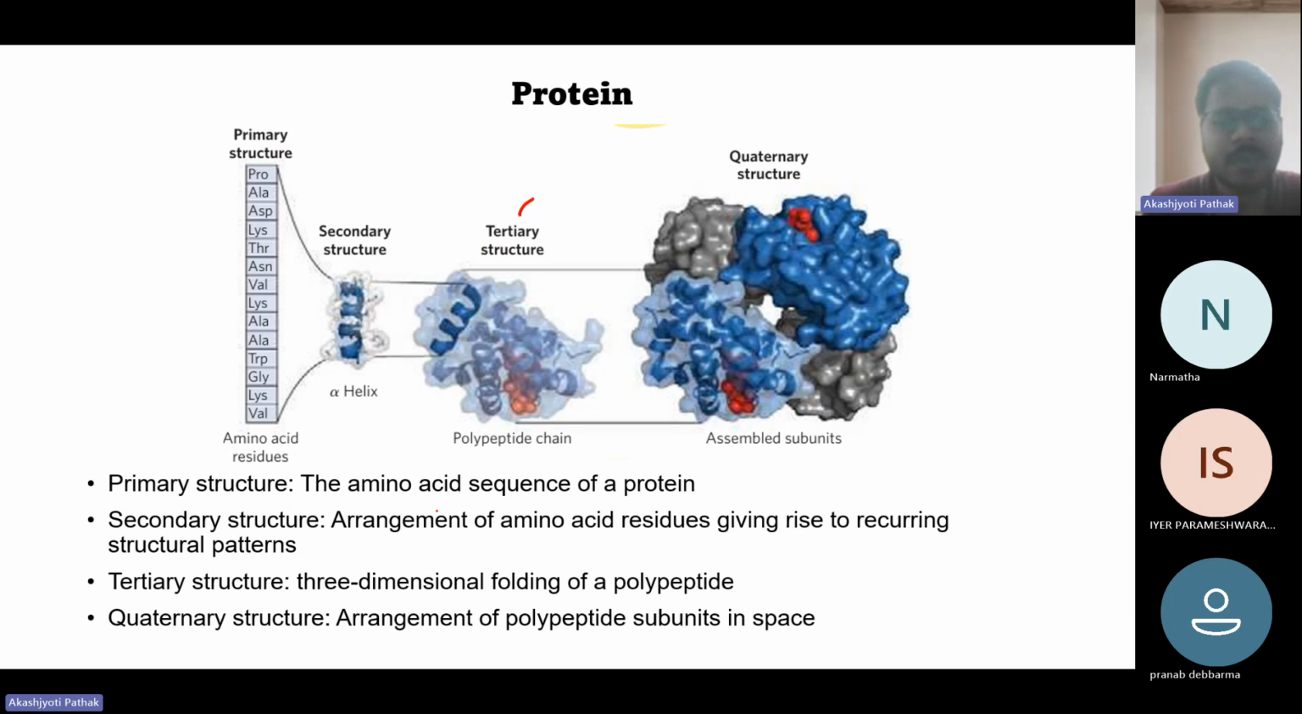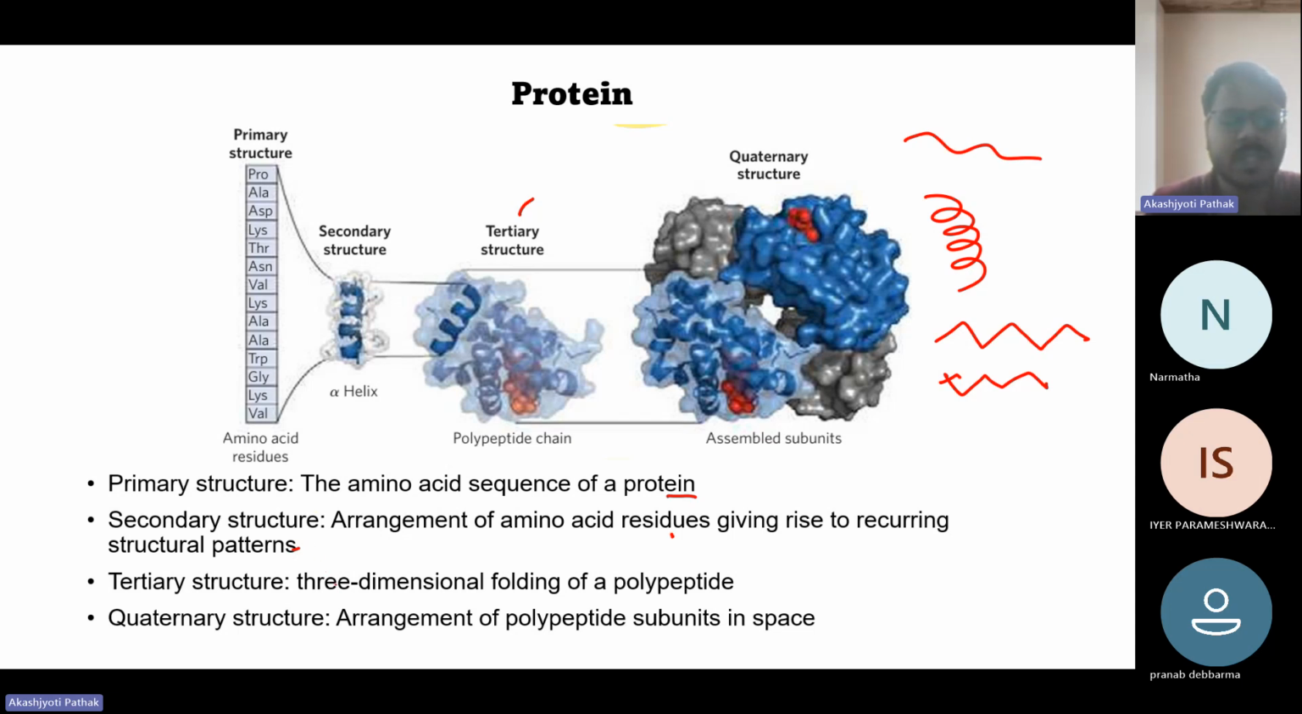So the primary structure is the amino acid sequence of a protein. Now, what is secondary structure? It is the arrangement of amino acid residues giving rise to recurring structural patterns. When these amino acids arrange in space, they give rise to a structural pattern. There can be different structural patterns. One is the helix, then there can be beta pleated sheets, or there can be turns or random coils when there is no structure. So this is called the secondary structure.